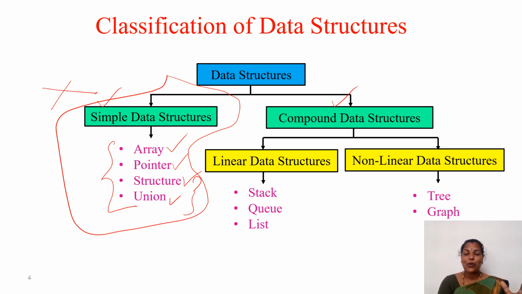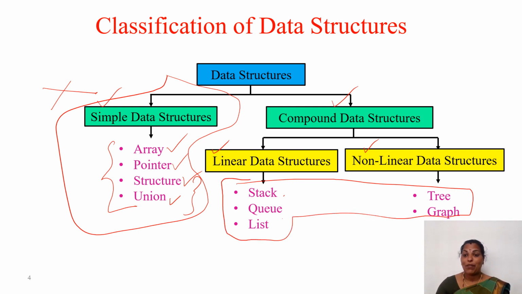So from the name you know what is simple and what is compound. Compound means we can use one or more simple data structures to create new data structures. Coming to the compound data structure, it is categorized into linear data structures and non-linear data structures. In the linear data structures, we have stack, queue and list. And in the non-linear data structures, we have trees and graphs. These linear as well as non-linear data structures we will be discussing in this course in detail.